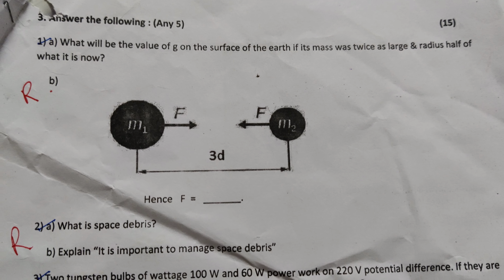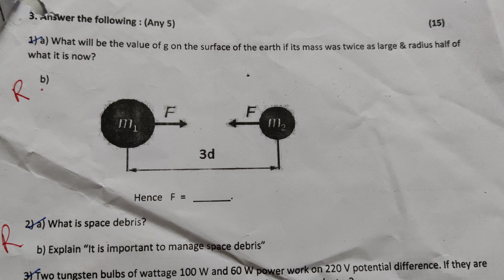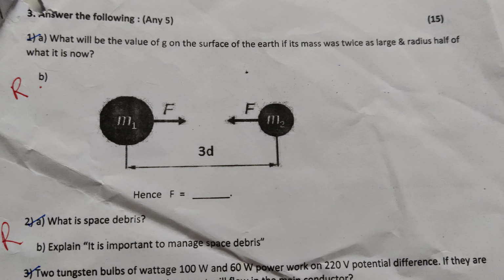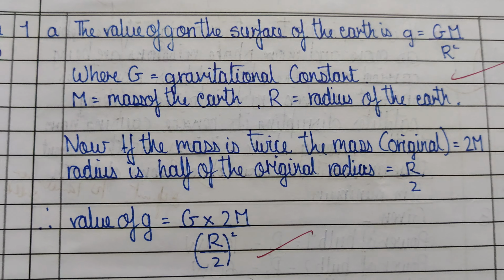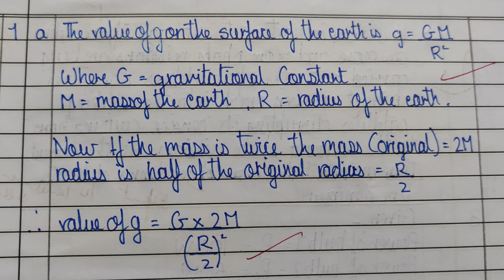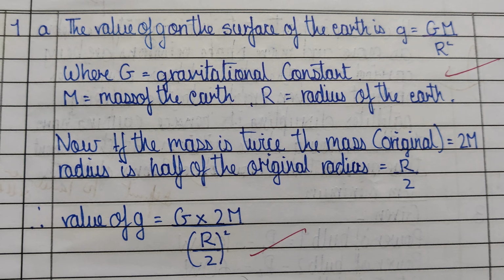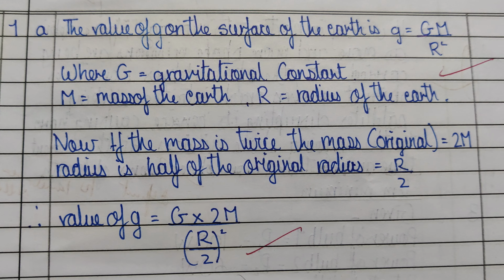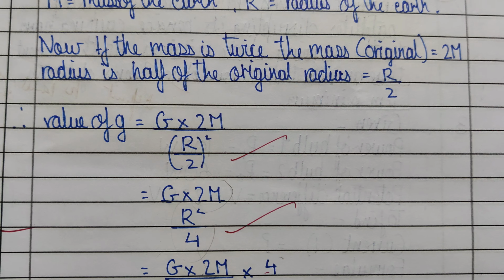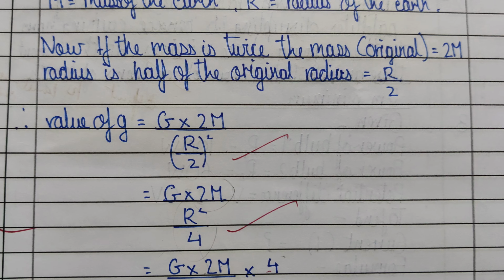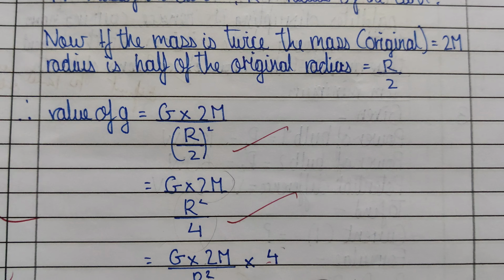What will be the value of g on the surface of Earth if its mass was twice as large and radius half of what it is now? The value of g on the surface of the Earth is g = GM/R², where G is gravitational constant, M is mass of the Earth, R is radius of the Earth. Now, if the mass is twice the original mass, then you have 2M. Radius is half of the original radius, so you have R/2.